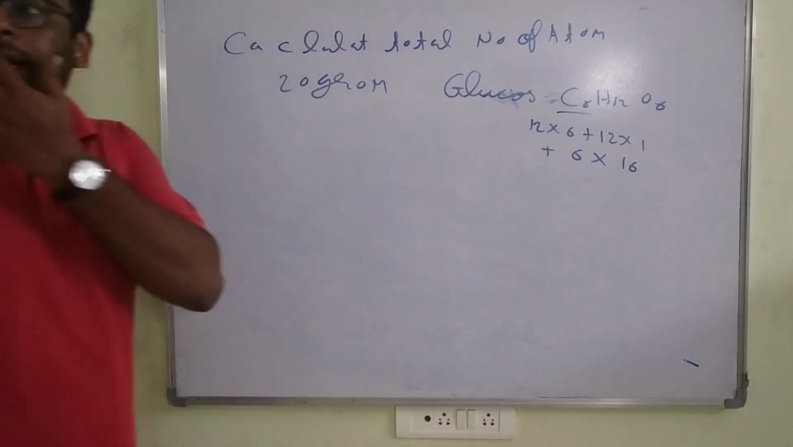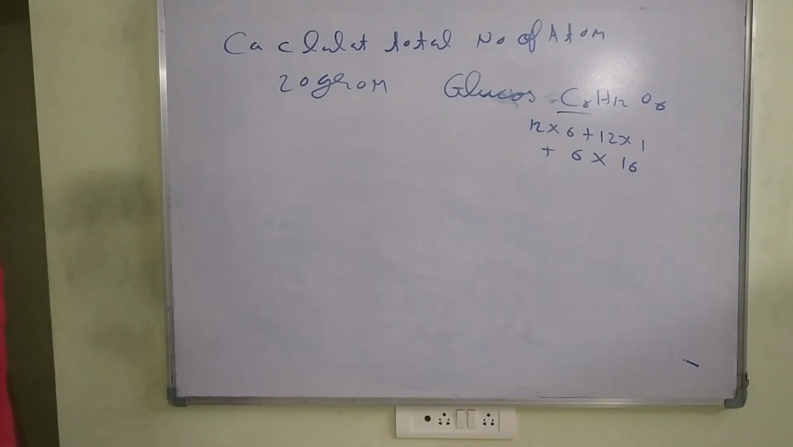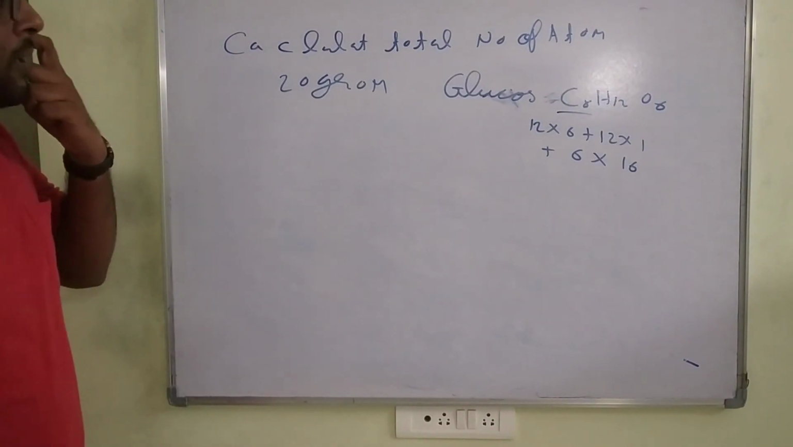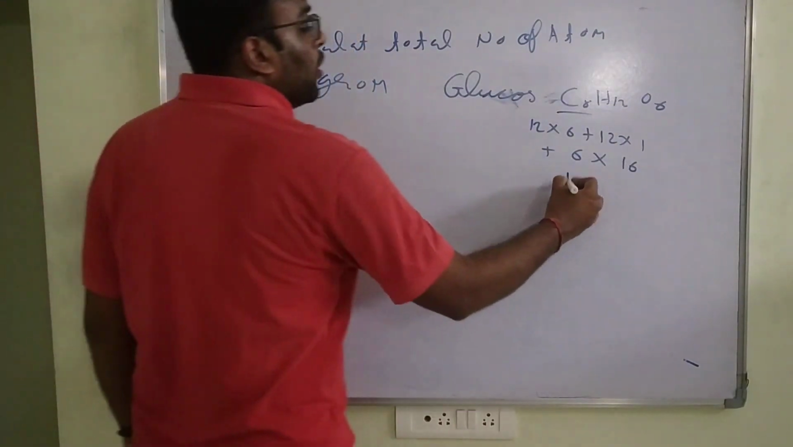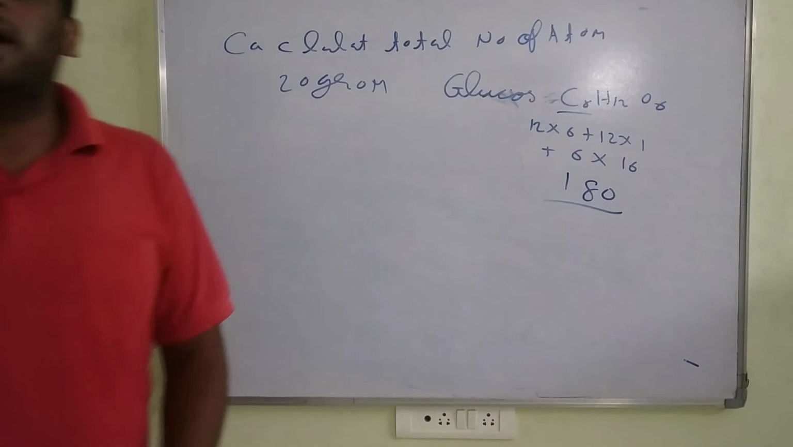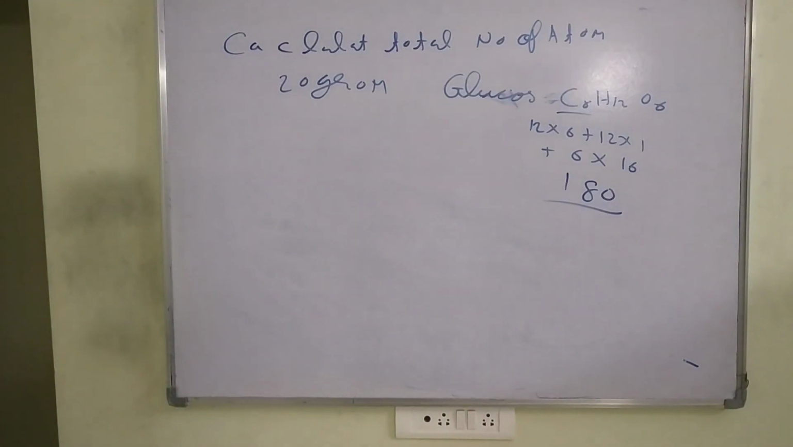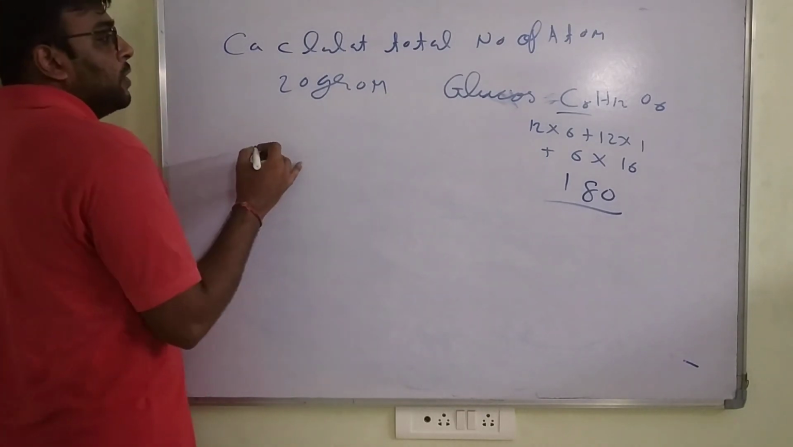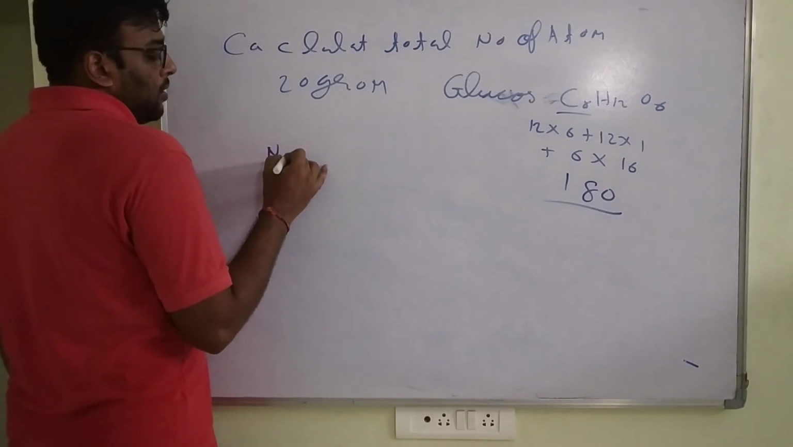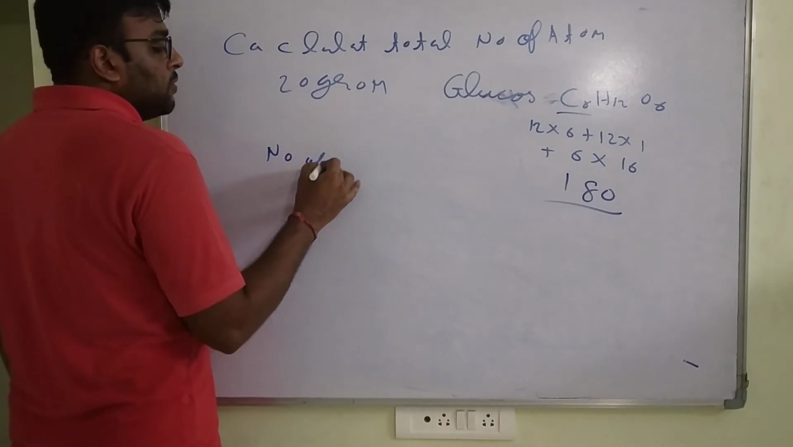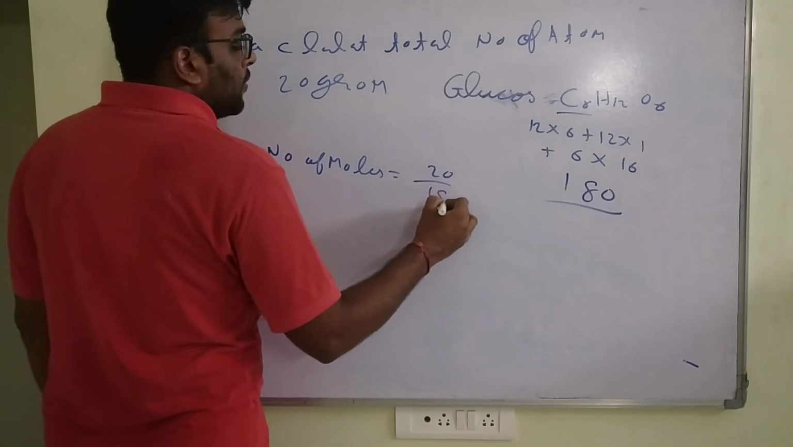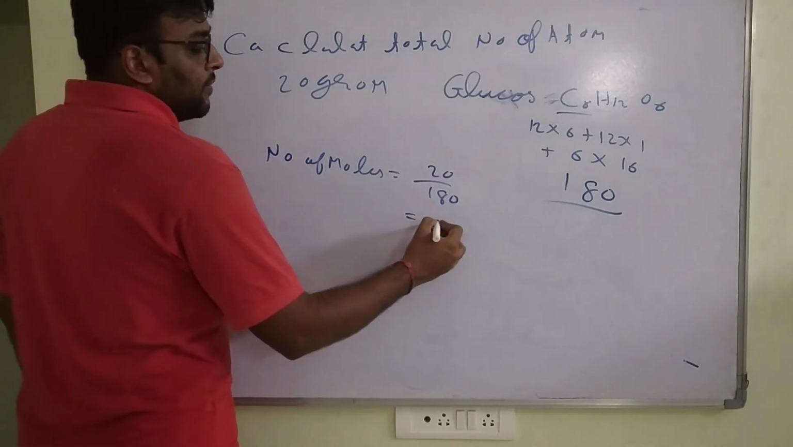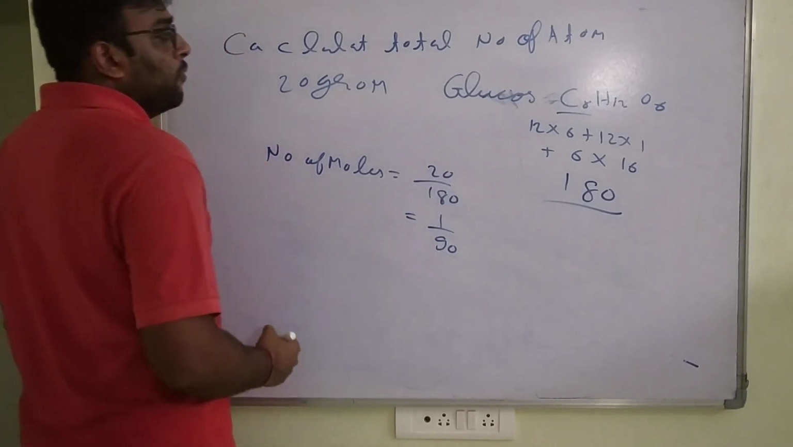Are you getting my point? 12 into 6, 12 into 1 and 6 into 16, which is 180, so it has a molecular mass of 180. Okay, students, 20 gram. Look over here. First of all, we have to convert into the number of moles. Number of moles equals 20 gram upon molecular mass, that is 20 upon 180. Here it is converted to 1 by 90, which is the number of moles.